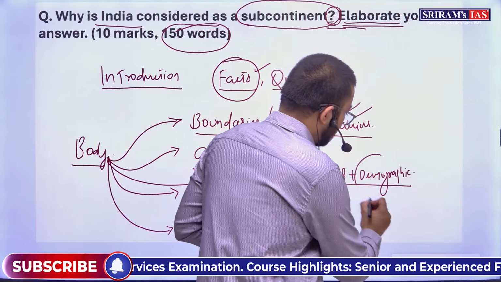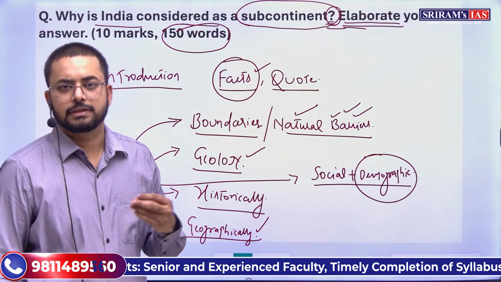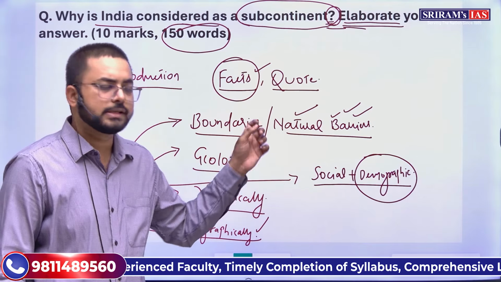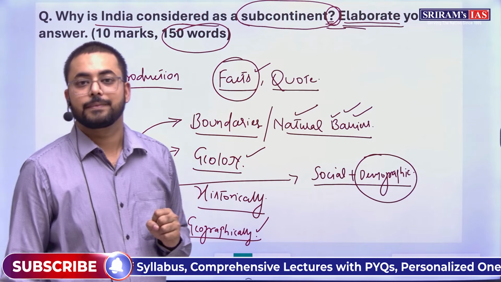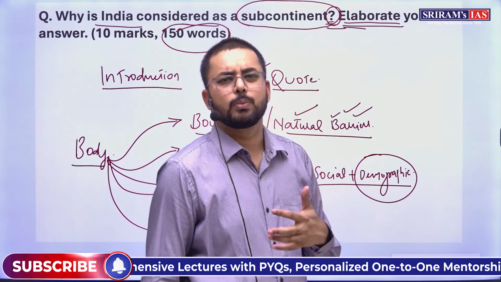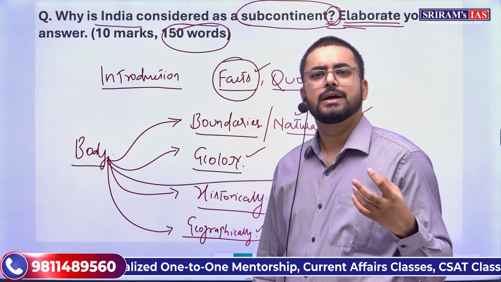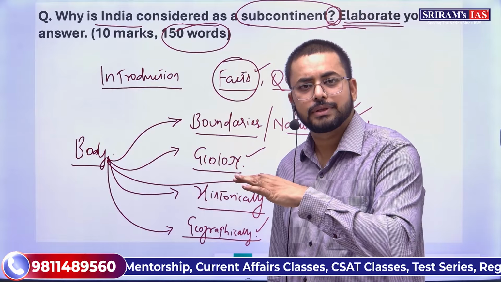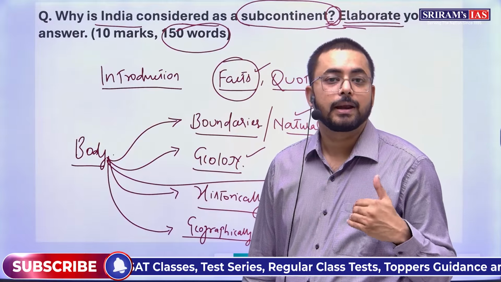Demographically, also, you see, the largest country on this planet is India. Seventh largest area-wise, largest population-wise, which makes us a subcontinent. You can also talk about the political aspect here. So many political parties, political opinions. So अगर हम देखें ये सारी चीजें जो हैं इंडिया को एक सब कॉन्टिनेंट बनाती हैं.